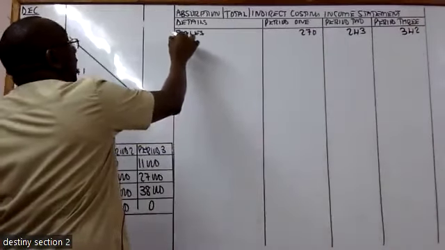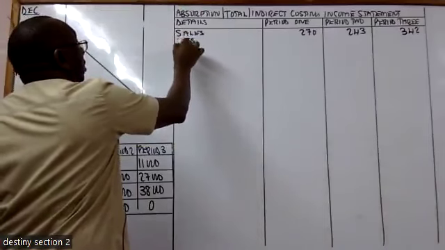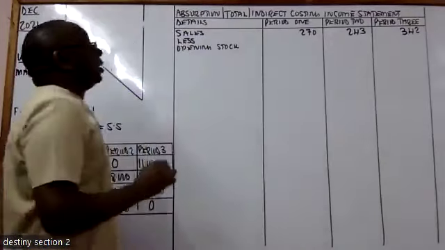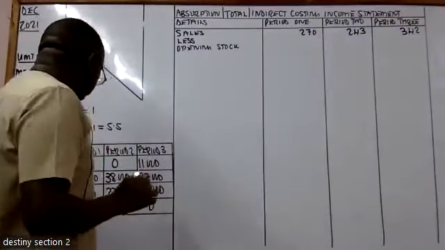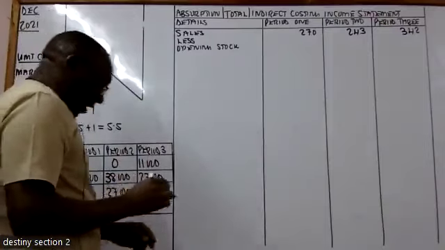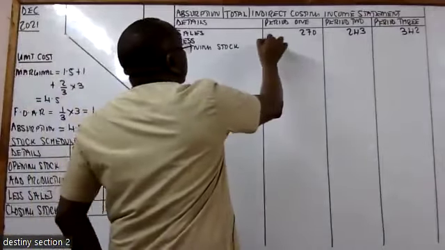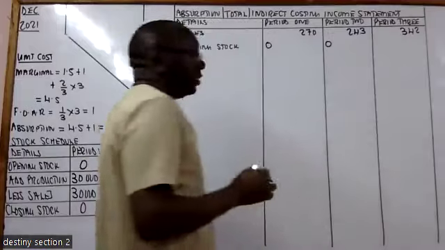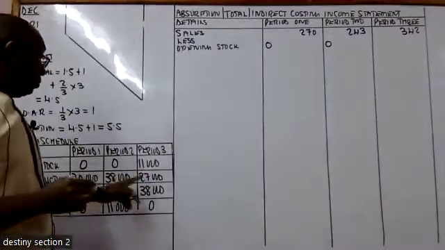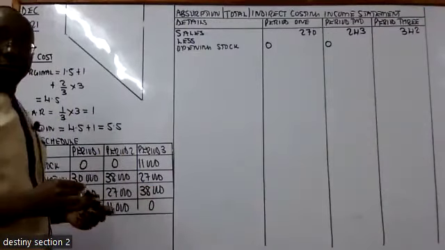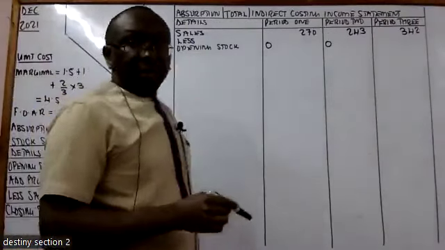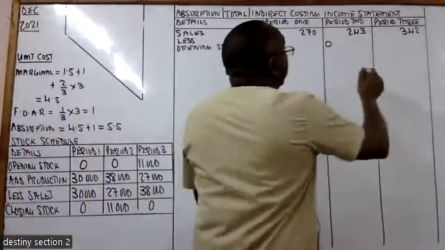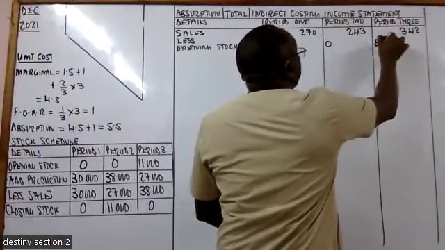So we now see less opening stock. Now the opening stock, as you can see, the first period is 0. Second also 0. But the third is 11. So now tell me 11 multiplied by 5.5. 11 you multiply by 5.5, you get 60.5.